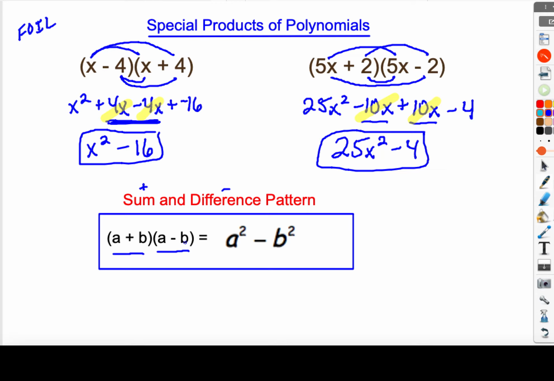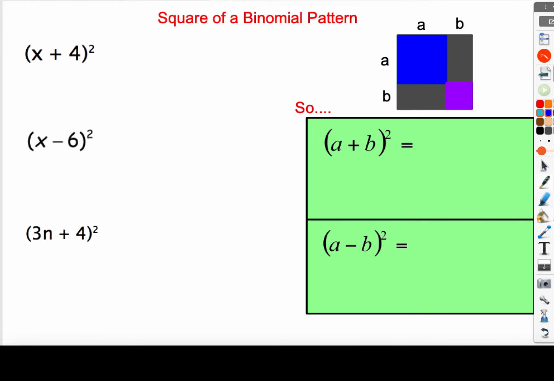Again, do you need to memorize these patterns? Not necessarily. We could just FOIL them out and get those answers, but it's kind of nice if we already know why that middle term is going to disappear on us. Similarly, what if we have something like x plus 4 squared? Well, this is really the statement x plus 4 times x plus 4. It's that statement times itself. So maybe there's a special pattern here as well.